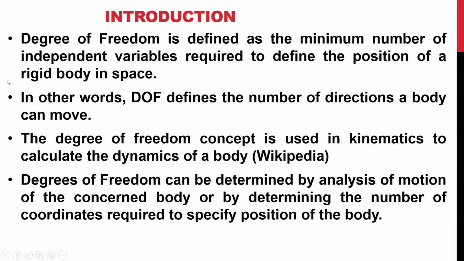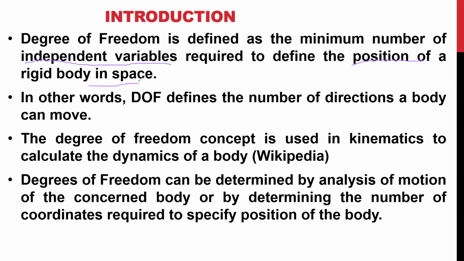So now, the degree of freedom is defined as the minimum number of independent, you have to mark this, independent variables required to define the position of a rigid body in space. So how can we determine this rigid body in space? By knowing the degrees of freedom. So please note that the degree of freedom is defined as the minimum number of independent variables required to define the position of the rigid body in space.